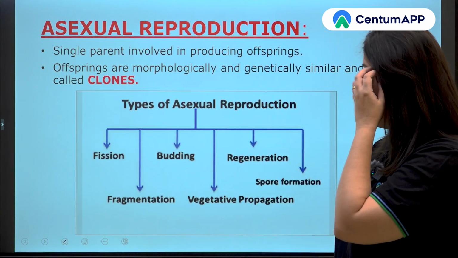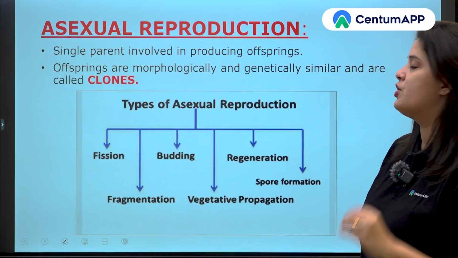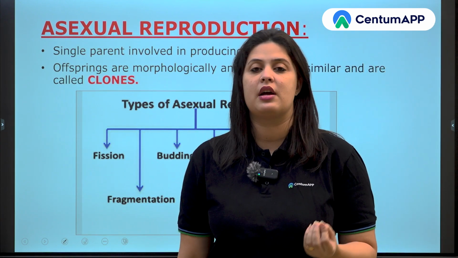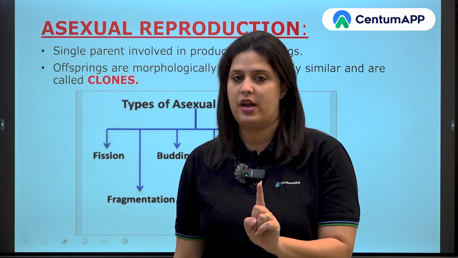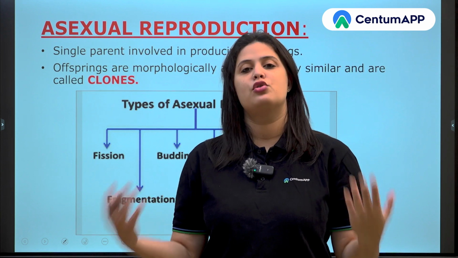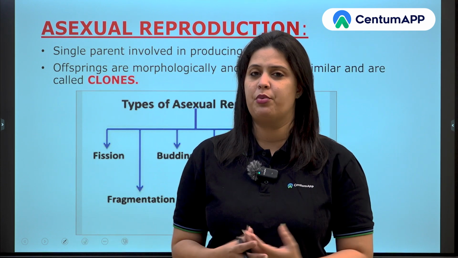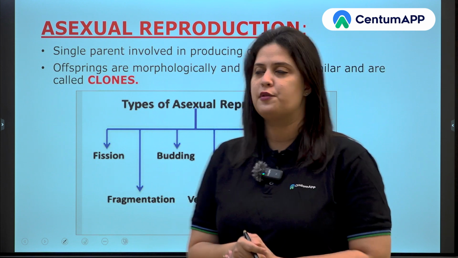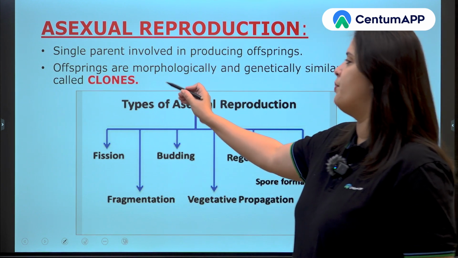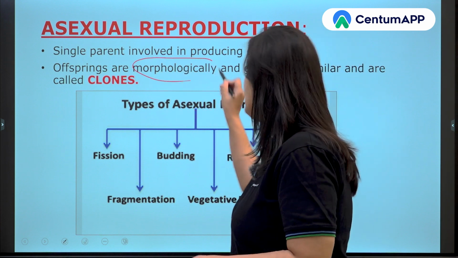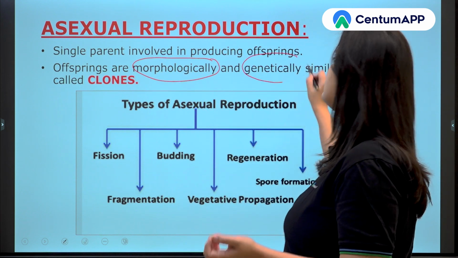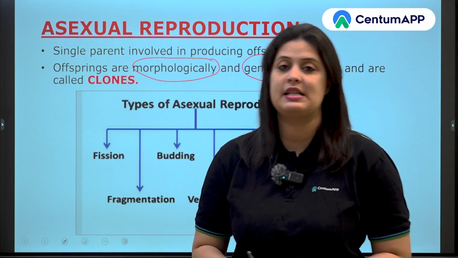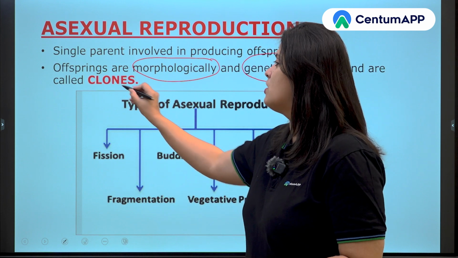We are going to see what asexual reproduction is. Asexual reproduction is where only a single parent is involved, so you don't need two different parents, to produce an offspring. The offspring are morphologically and genetically similar, and in this case they are known as clones.